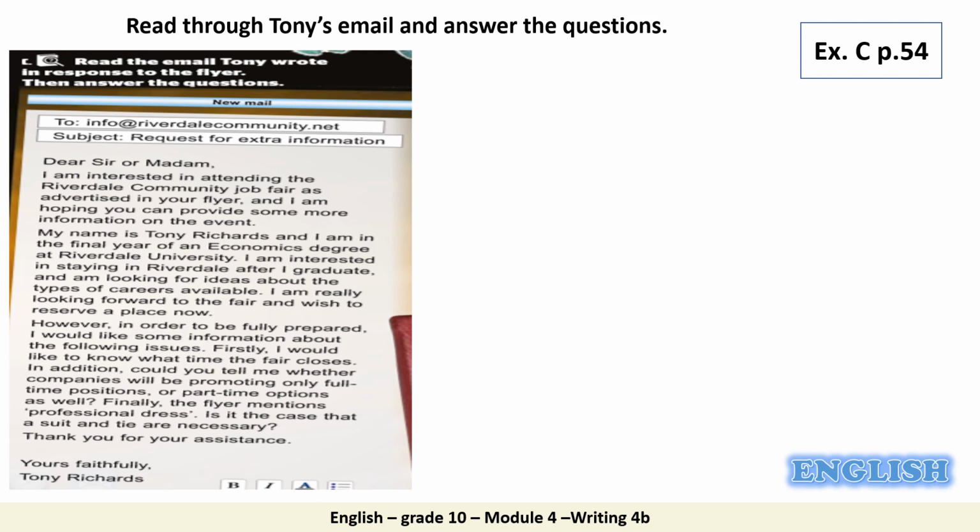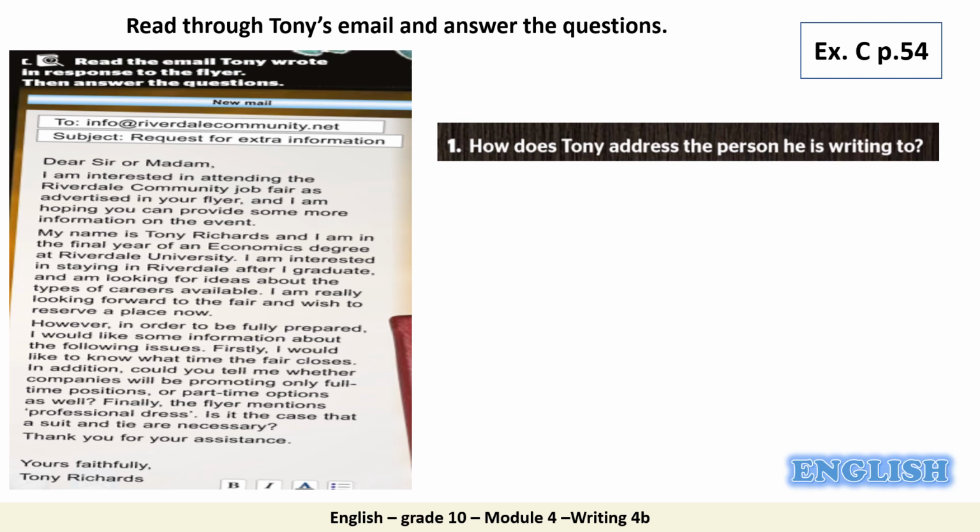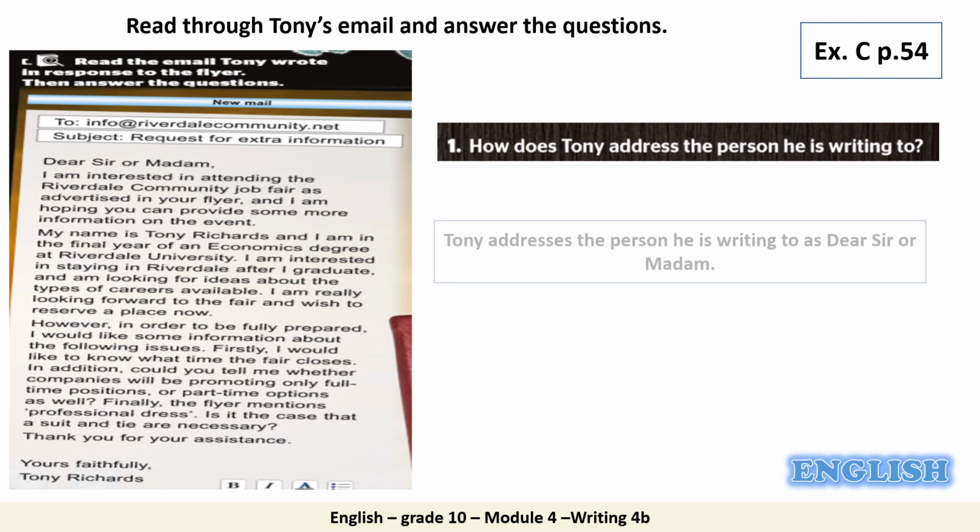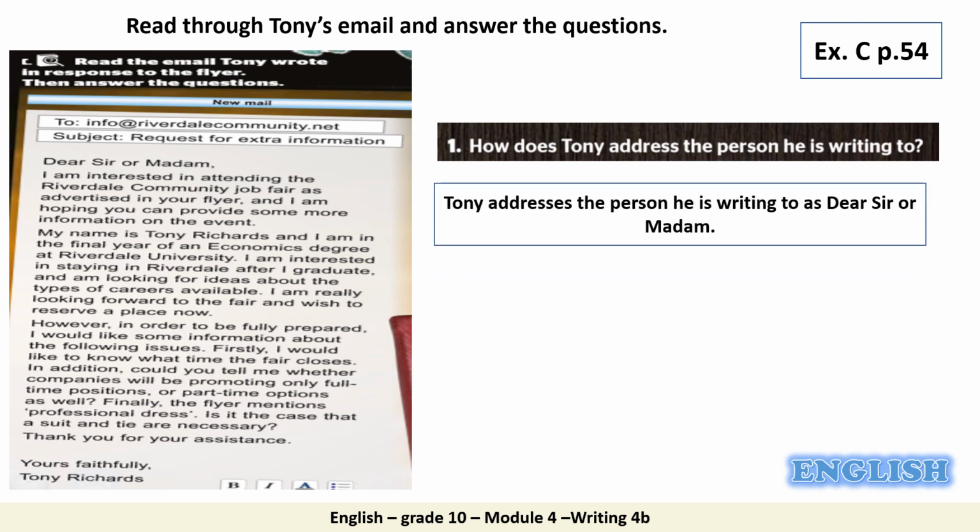Let's look at exercise C, page 54. Read through Tony's email and answer the questions. The first question is, how does Tony address the person he is writing to? Pause the video for a minute and try to find out the answer. The answer is, Tony addresses the person he's writing to as dear sir or madam. Where's the evidence? Excellent, it's right over here. Well done.